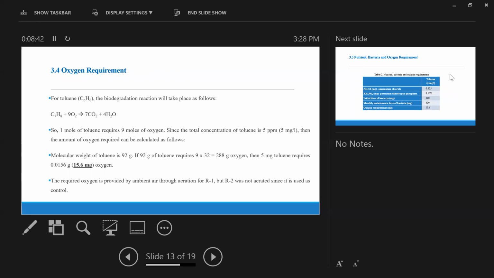We also determined the oxygen requirement for reactor 1 only, because in reactor 2 we did not give any oxygen. We provided oxygen in reactor 1 only. And based on the stoichiometric reaction, it was determined that 15.6 milligrams of oxygen is required to biodegrade 5 ppm toluene.